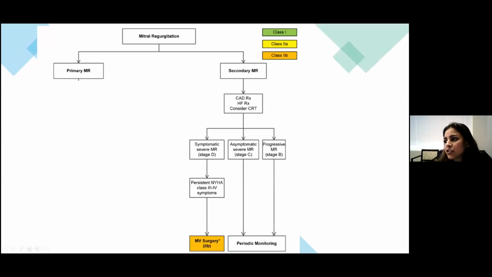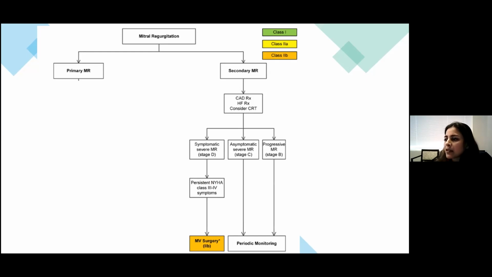So mitral regurgitation with a secondary MR, when they have an underlying coronary artery disease, heart failure, the first thing to do is to treat them with guideline-directed medical therapy. We are not talking about primary MR. For secondary chronic MR, they must be treated with guideline-directed medical therapy. If they can tolerate it, they must be considered for CRT. And if they are still symptomatic with severe MR and they have persistent functional class 3 or 4 symptoms, then we can consider them for surgery. That's a class 2B recommendation.